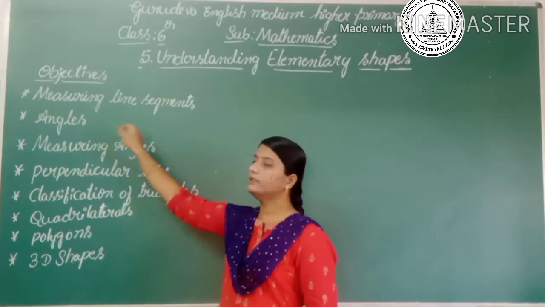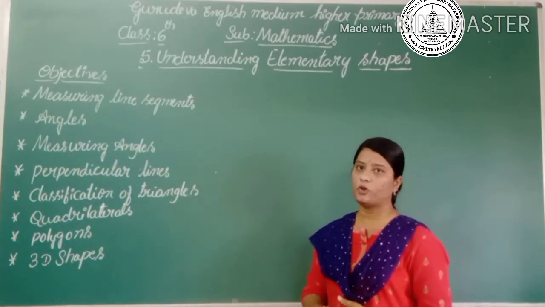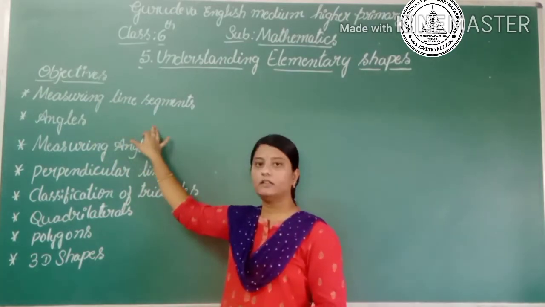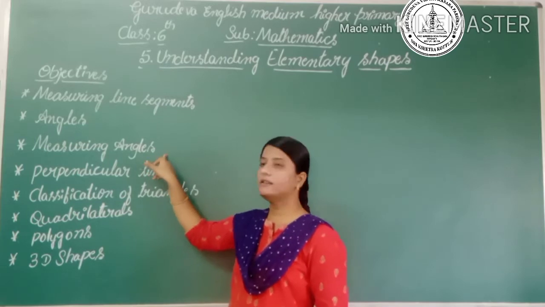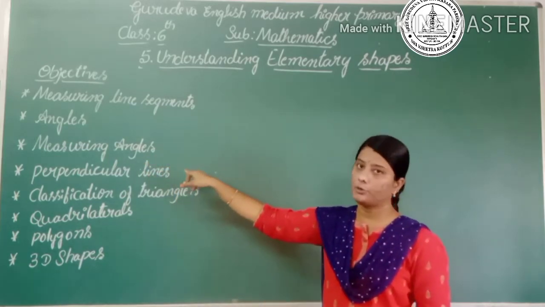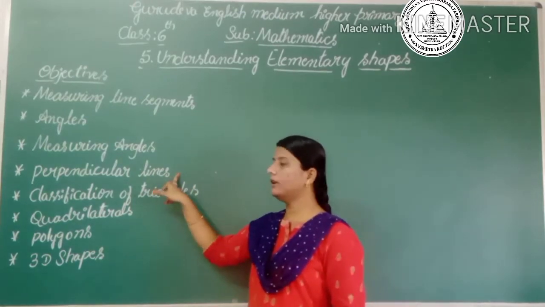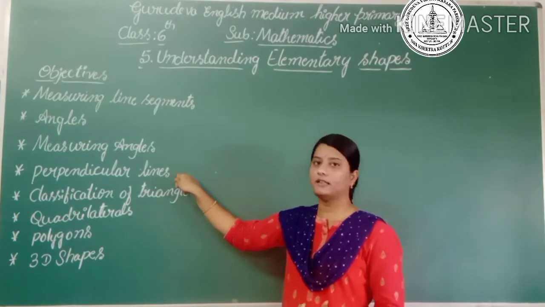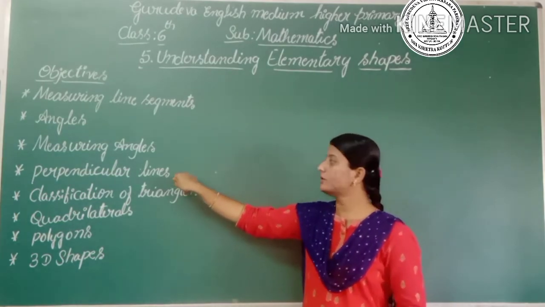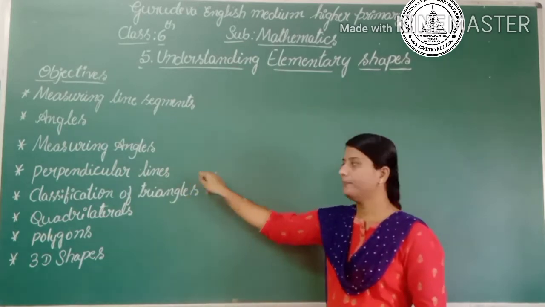Then second one, angles. In the previous class you have learned how an angle is formed. Here we will learn types of angles and also we will measure angles using a geometrical tool, that is the protractor. And the perpendicular lines. In the previous class we learned the intersecting lines and the parallel lines. Here we will learn the perpendicular lines.